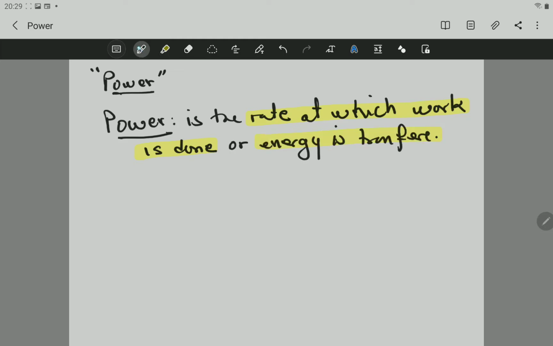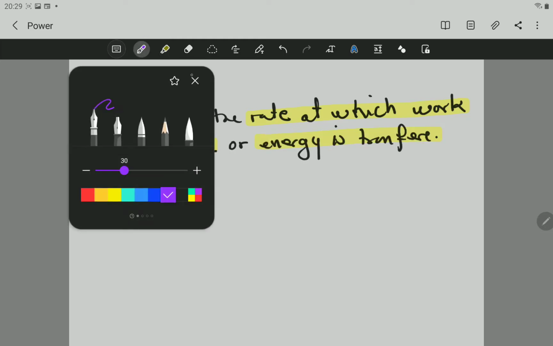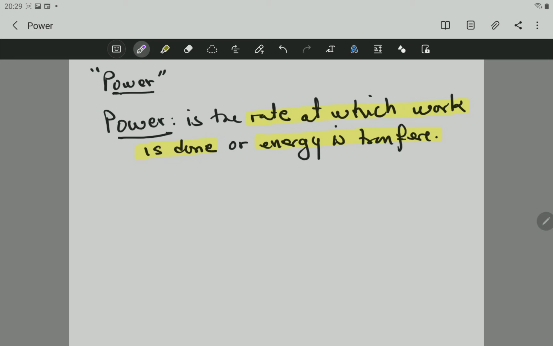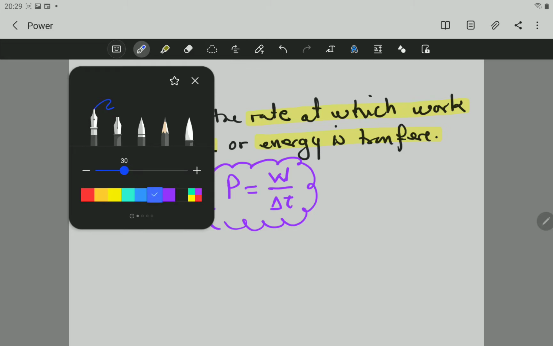Okay, now if we convert this into a formula, the symbol for power is P, and power is equal to work done per unit time. It is the rate at which work is done. This is the definition of power, and this is a formula to calculate power.